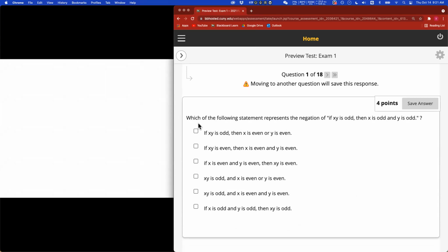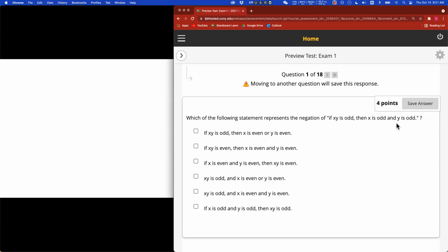Here you have: which of the following statements represents the negation of "if xy is odd, then x is odd and y is odd"? So you know this is an if-then statement. An if-then statement means this is an implication. So you have P implies Q.